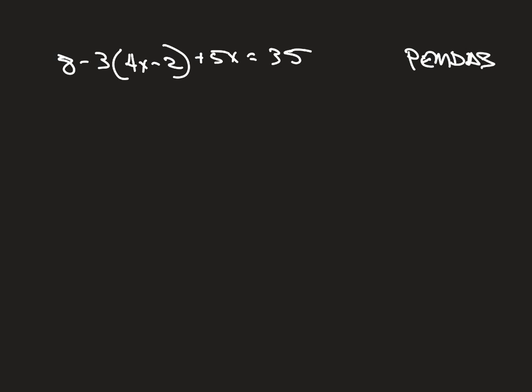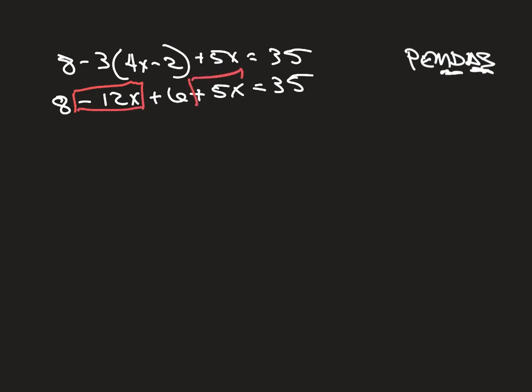Is there anything I can do to combine? No. There's no exponents, but my next step is multiplication from left to right. So I'm going to distribute that 3. Now I'm going to combine like terms. There's no division, so I'm going to add, subtract from left to right. Only those like terms. Now I notice that I have a 12x here and a 5x there. I can combine those. I can also combine my 8 here and my positive 6 here. So let's go ahead and do that.